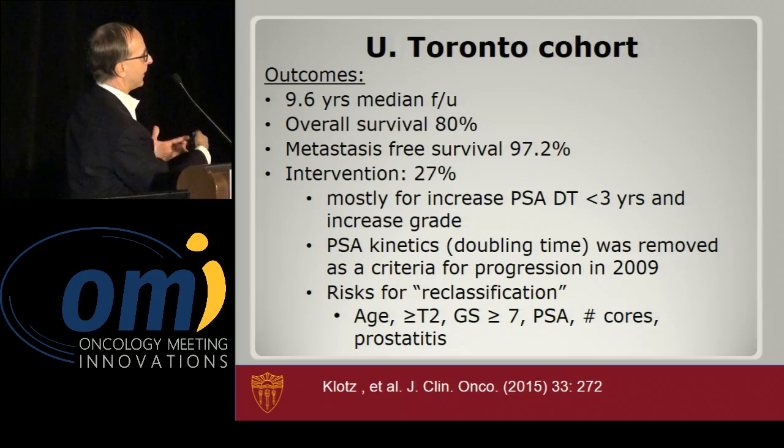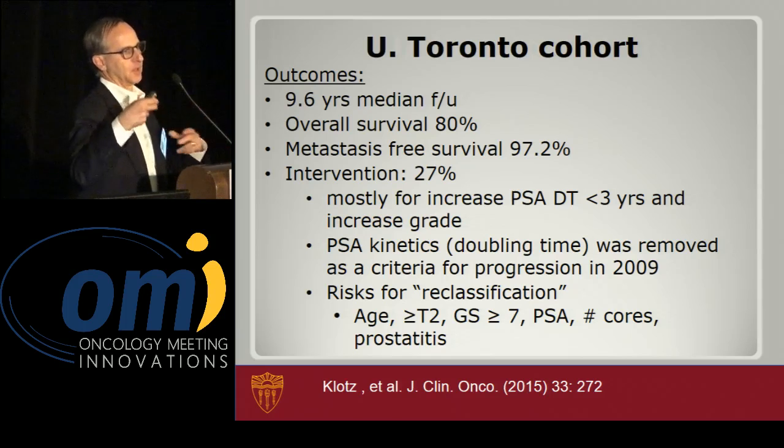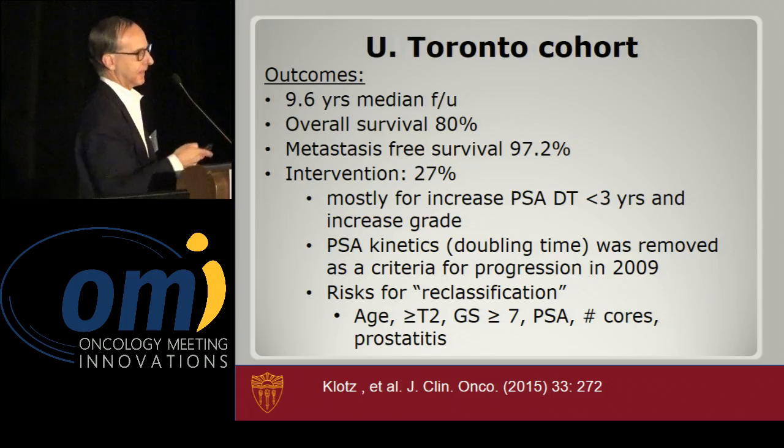And then they looked at what are the risks for reclassification in the later cohorts. Patients that were younger, so they had more follow-up, palpable cancer, the Gleason 7s more likely progressed in some form, high PSA, number of cores, and the presence of prostatitis. So these are the risk factors at entry for patients who would go on to active treatment and in a way, quote, fail active surveillance.